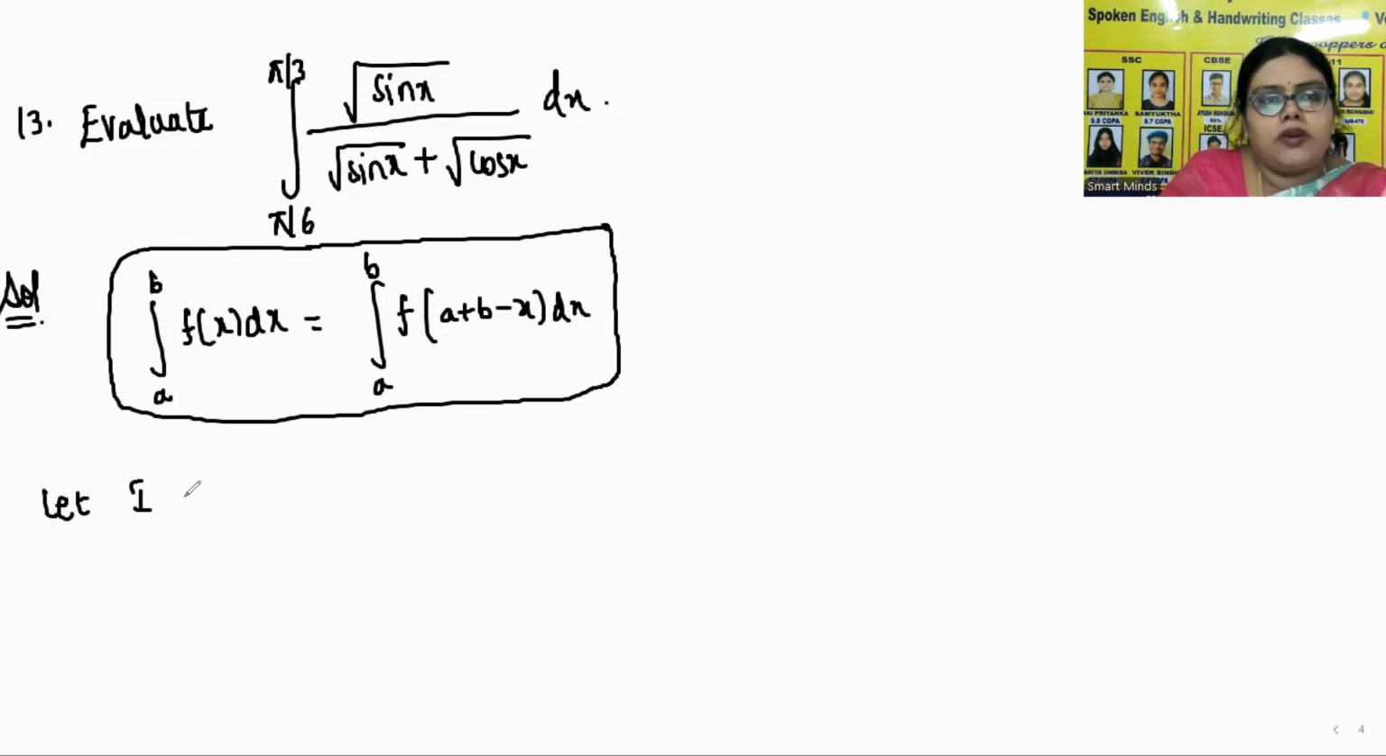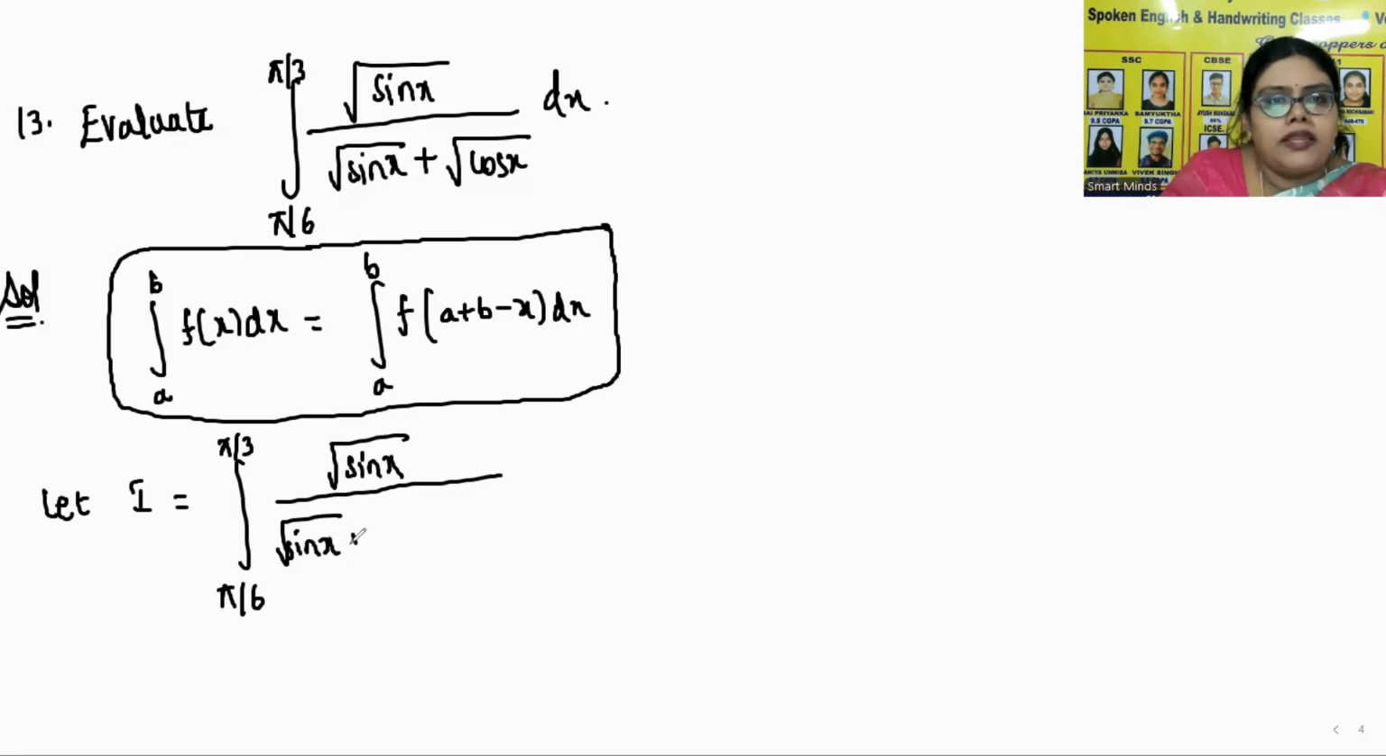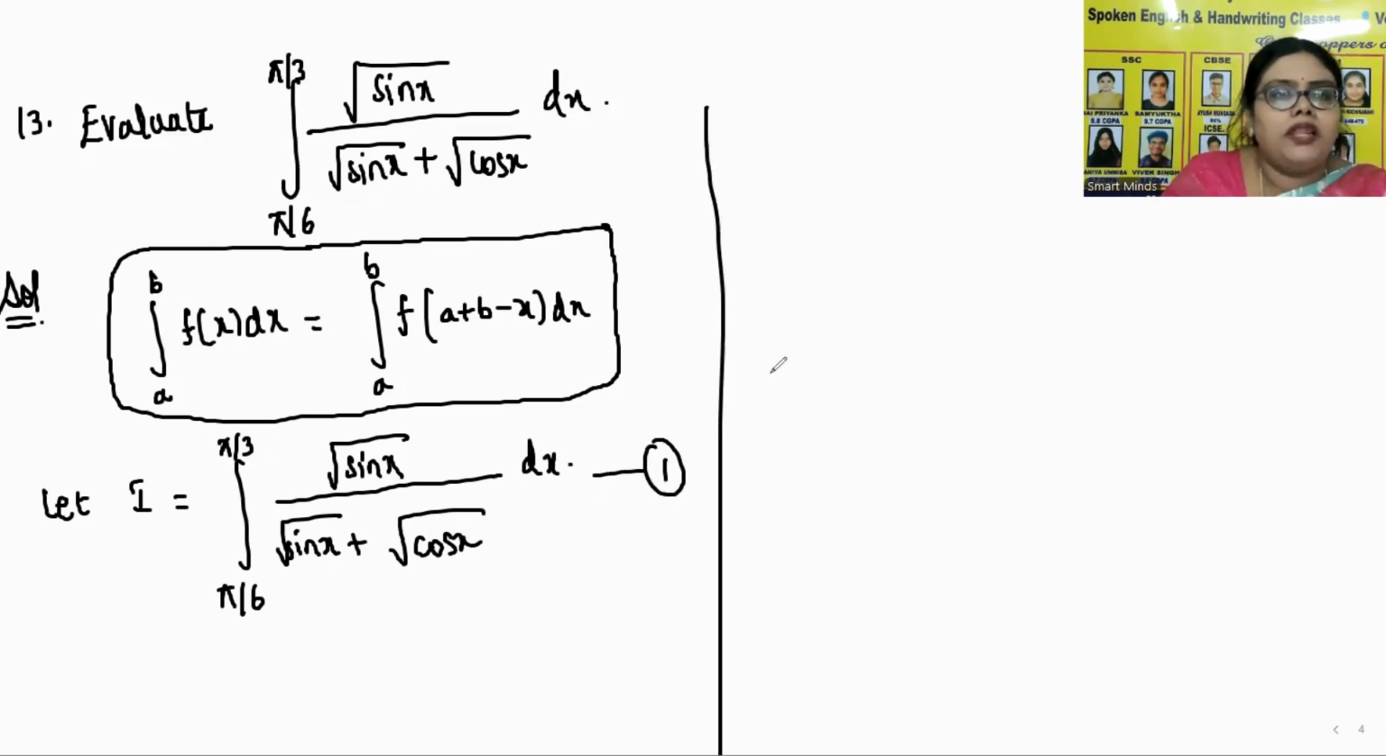So let us take the question as I. I is equal to integral pi by 6 to pi by 3 root over sine x by root over sine x plus root over cos x dx. Let's say this is equation number 1. Now we will apply the property here. So the integral will be pi by 6 to pi by 3. Now wherever you have x, we write 90 minus x. Why 90? Because pi by 6 plus pi by 3 makes pi by 2.